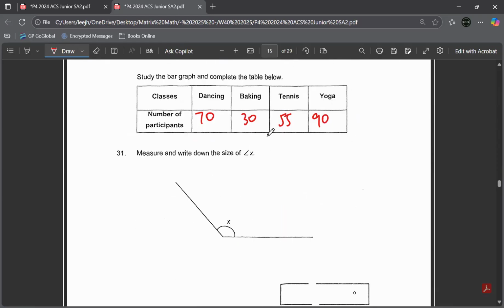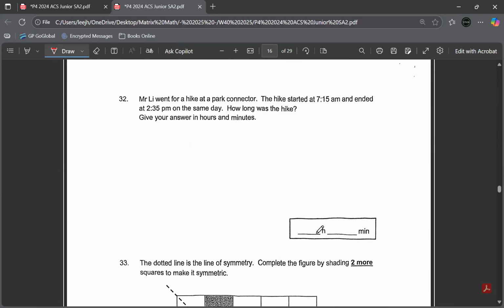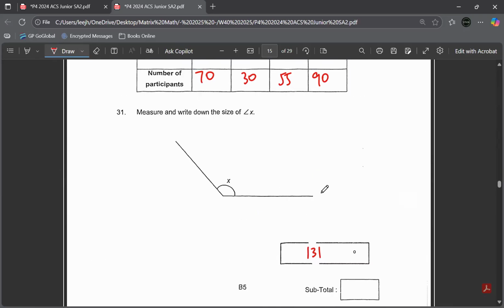Question number 31. Measure and write down the size of angle X. This one, I can only tell you the answer is 131 degrees, because you need to use a protractor and read from either the outer or the inner scale. If you don't understand, approach your teacher to clarify, because I cannot show the protractor online like that. So please clarify with your teacher.